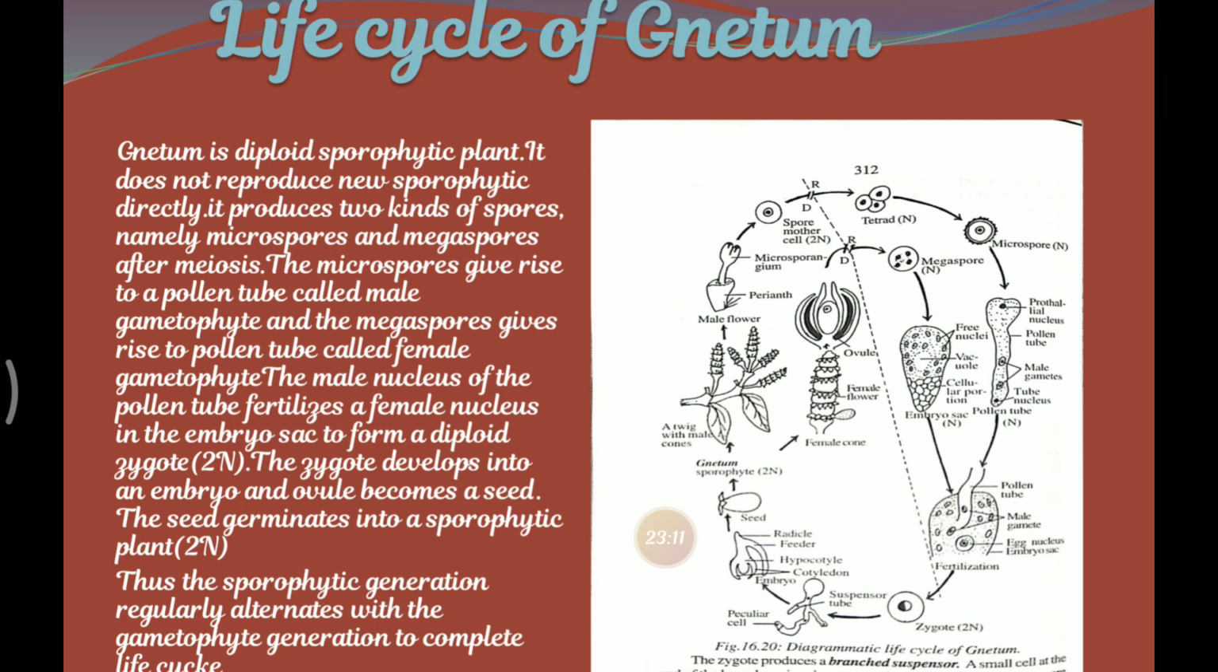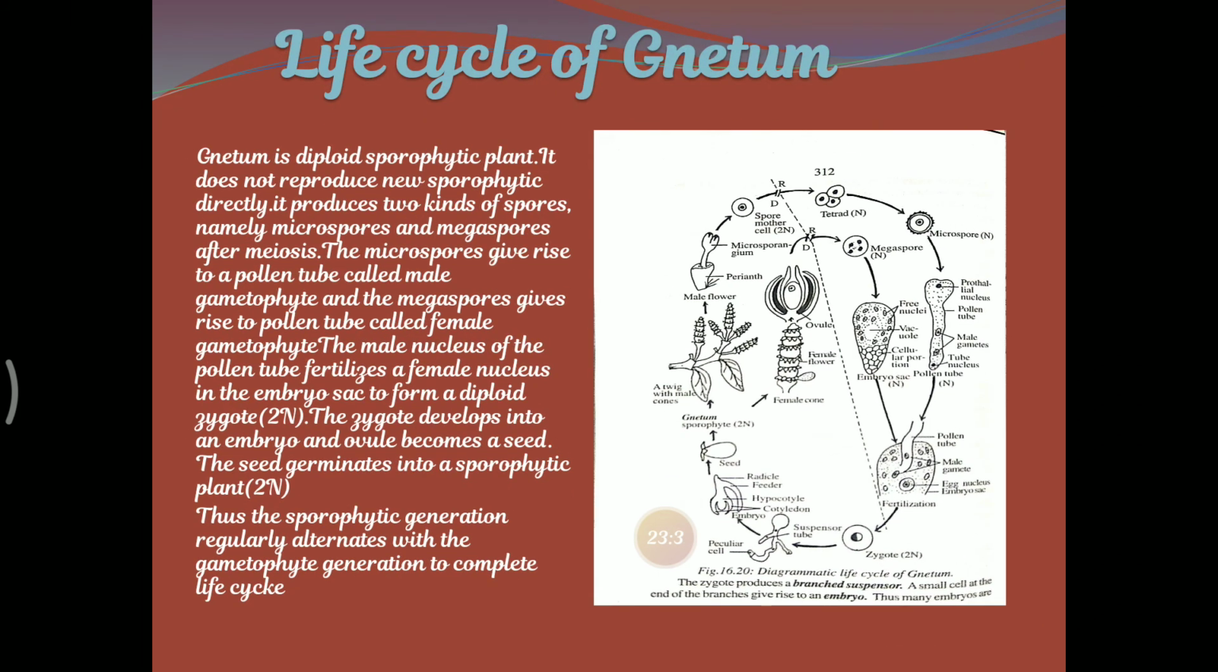Thus the sporophytic generation regularly alternates with the gametophytic generation to complete the life cycle. The gametophytes and the sporophyte are morphologically dissimilar. Therefore, the life cycle of Gnetum is a heteromorphic alternation of generations. This is how Gnetum completes its life cycle.